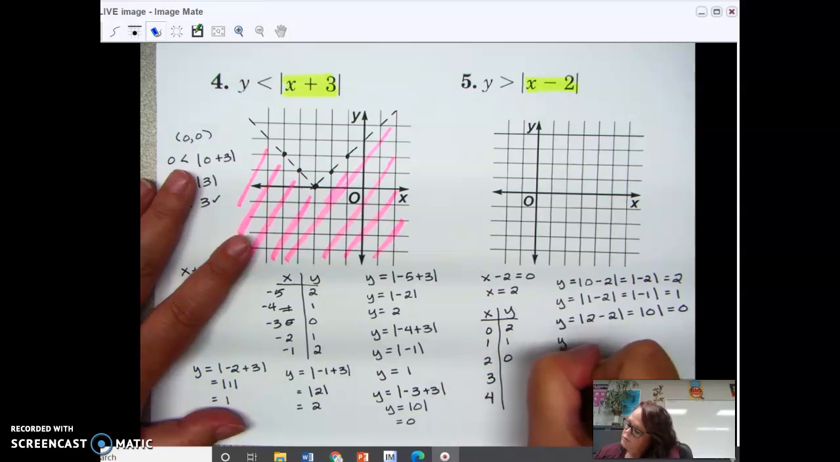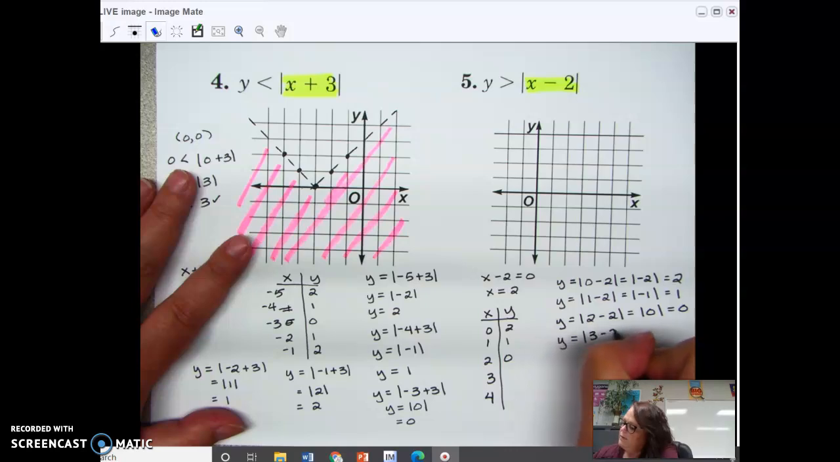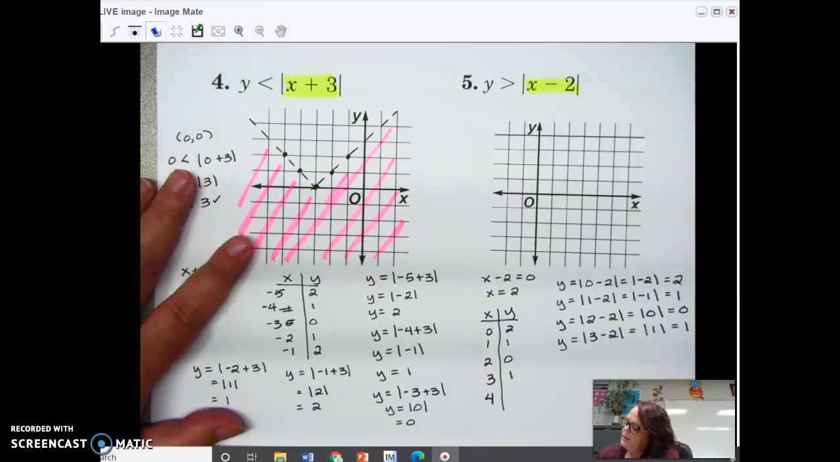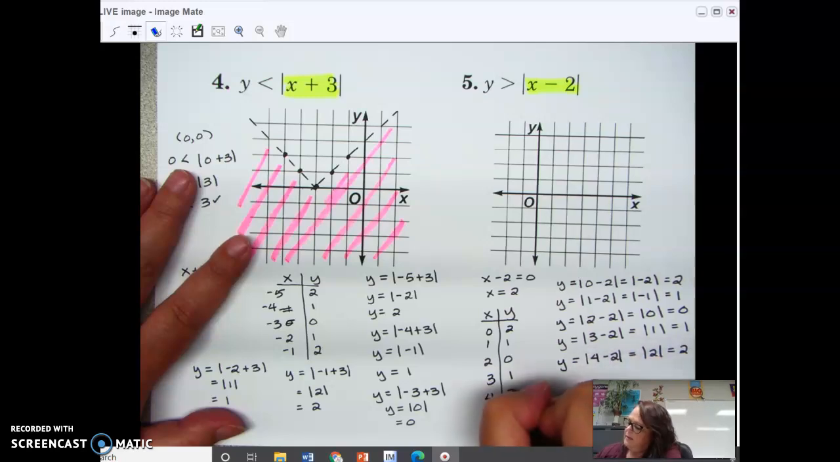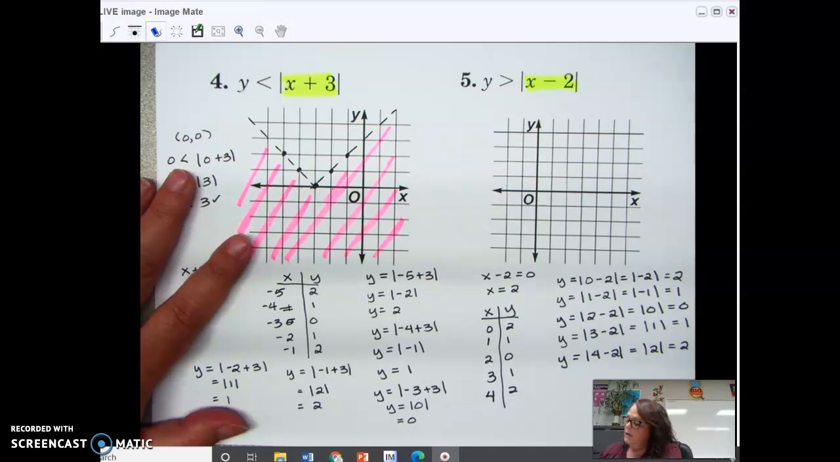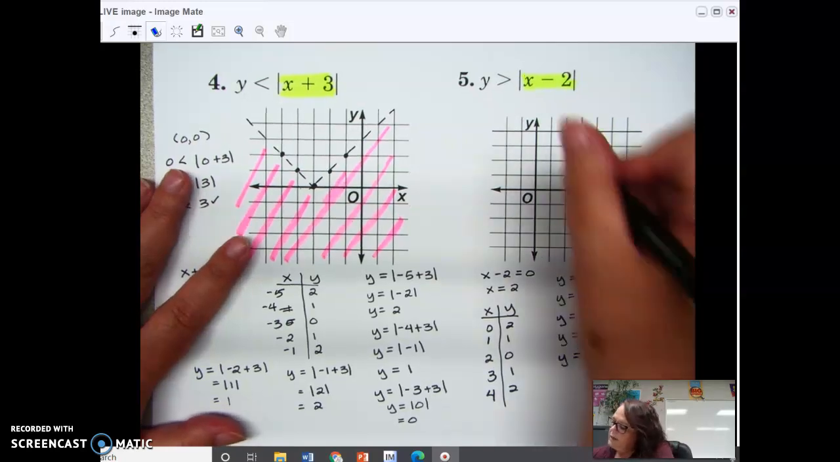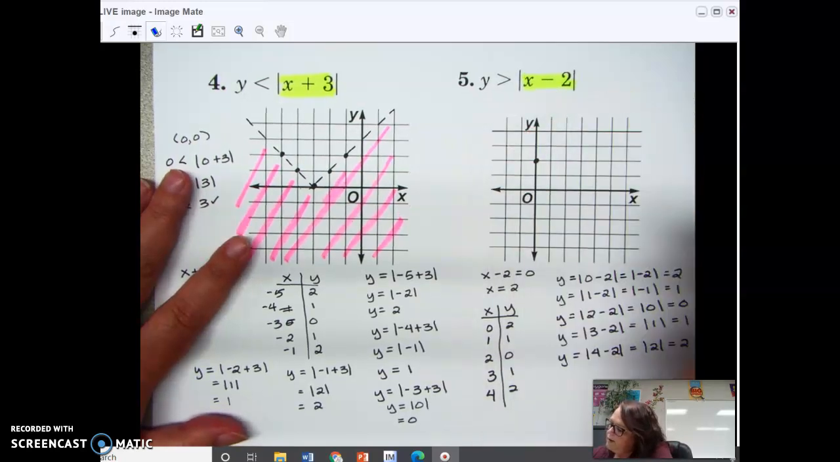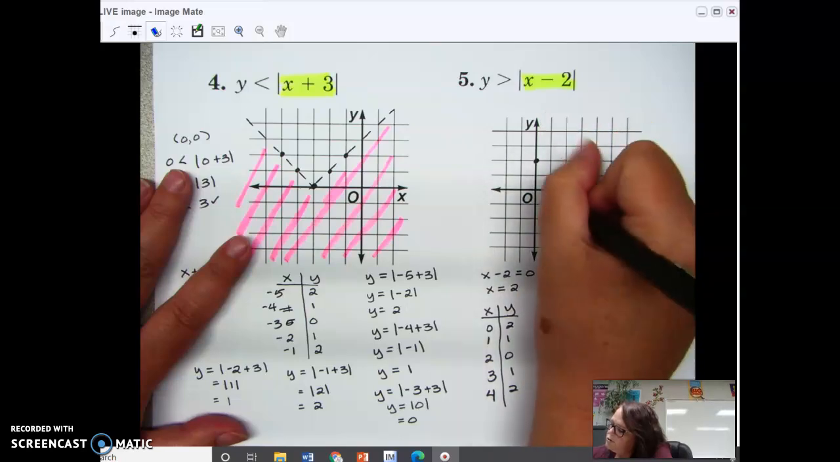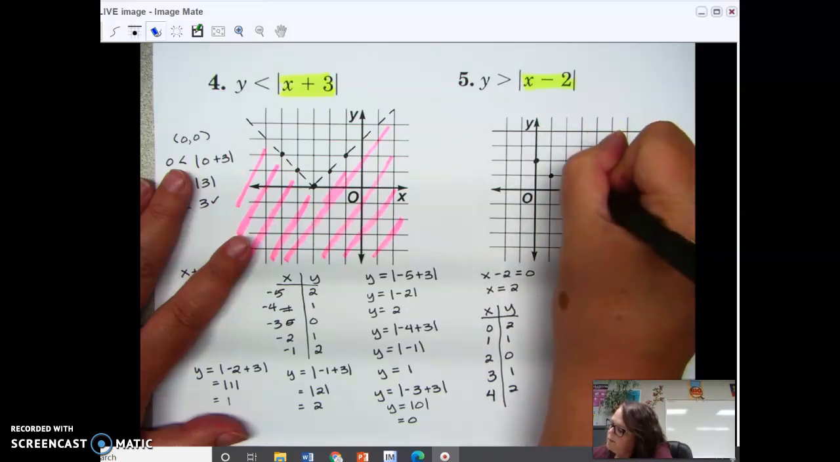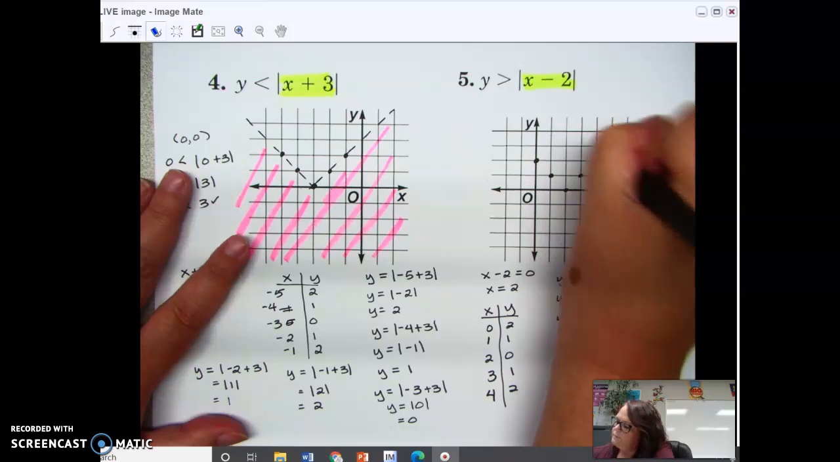If I substitute 3, hopefully I'm going to be back on my way up. So we get 3 minus 2 gives me the absolute value of 1, which is 1. And then here we get y is equal to the absolute value of 4 minus 2, which is the absolute value of 2, and that is 2. So then when we come up here, we've got 0, 2. We have 1, 1, 2, 0, 3, 1, and 4, 2.